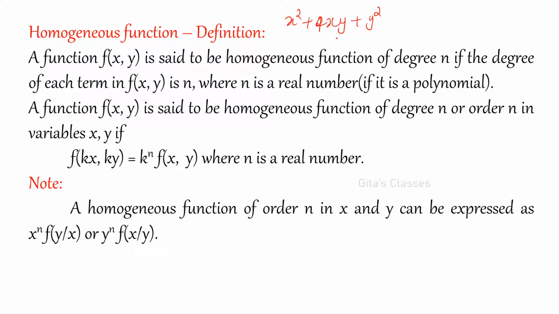And if it is not a polynomial, then how will you define it? In the place of x, you replace it by kx, and in the place of y, you replace it by ky. If you should be able to take k power n outside into f of x comma y, then it is said to be a homogeneous function of order n. A homogeneous function of order n in x and y can also be expressed as x power n into f of y by x, or y power n into f of x by y. Okay, this is a note.